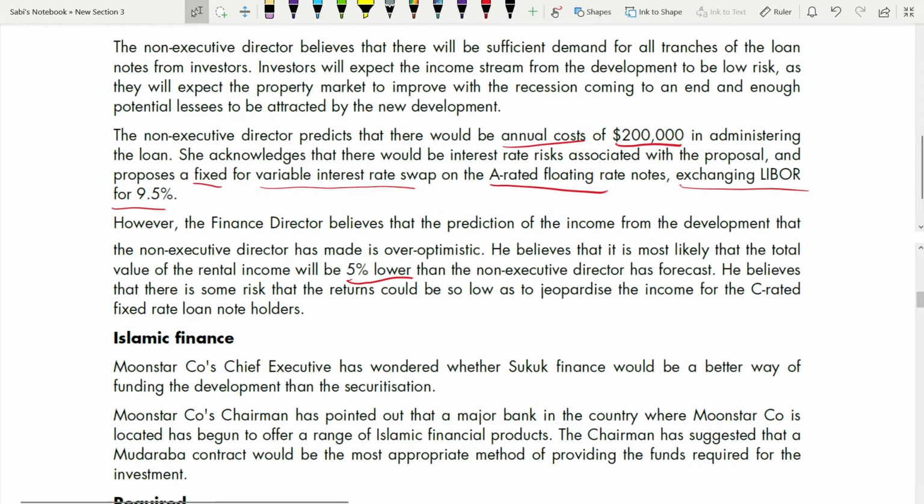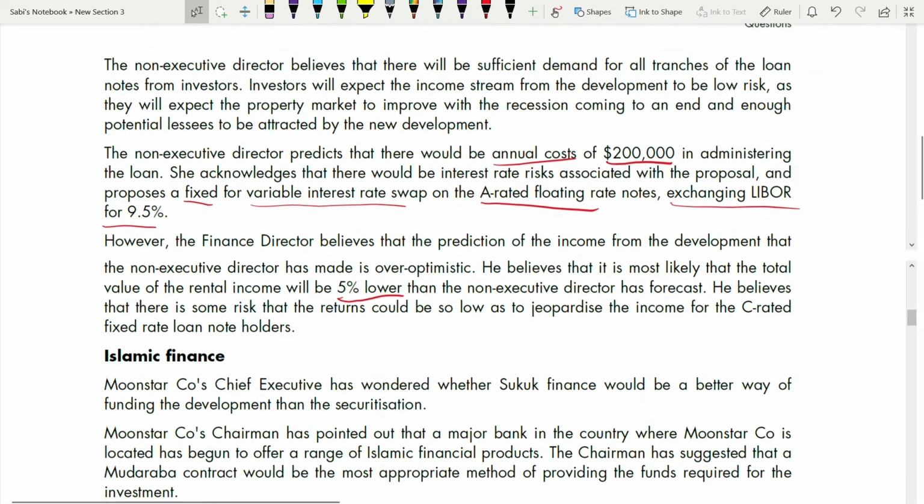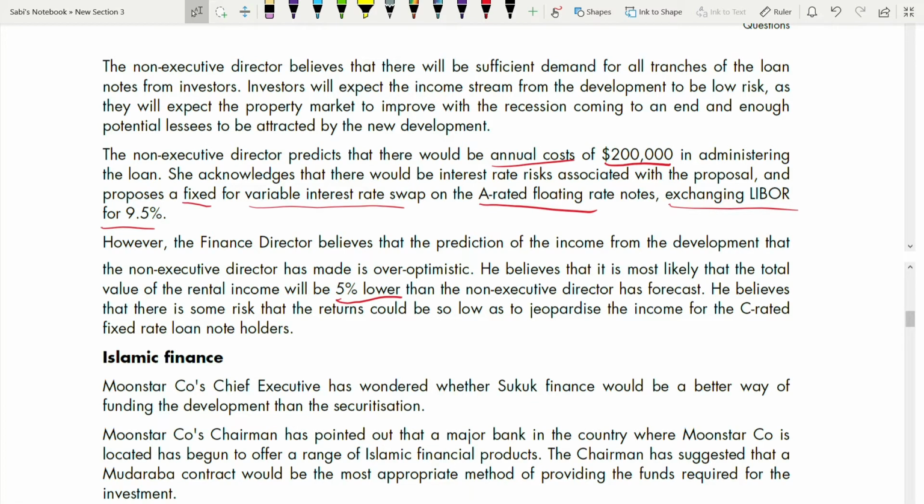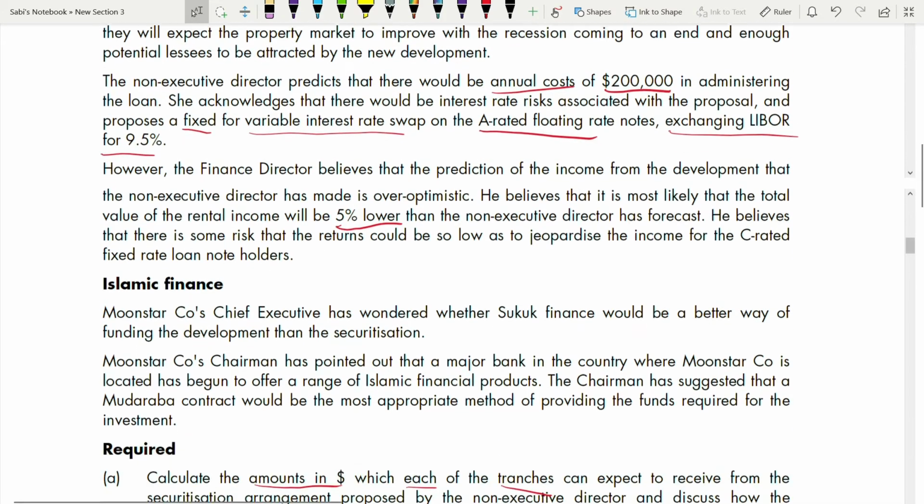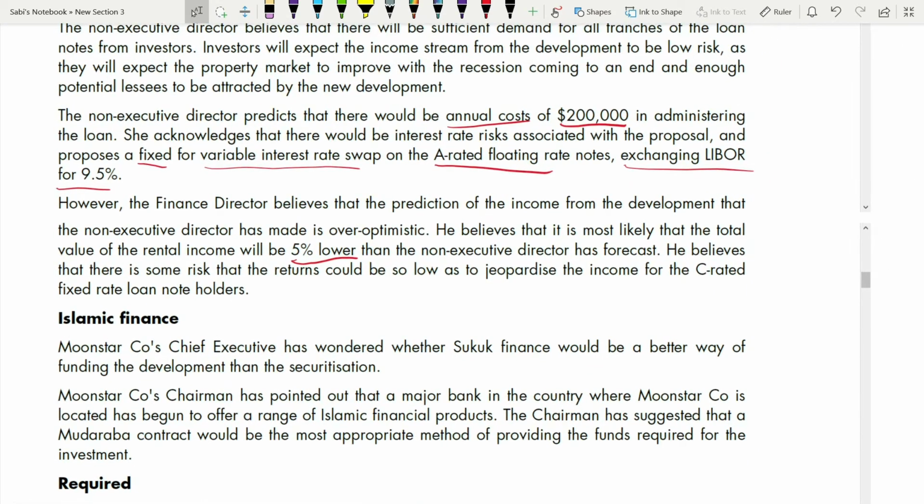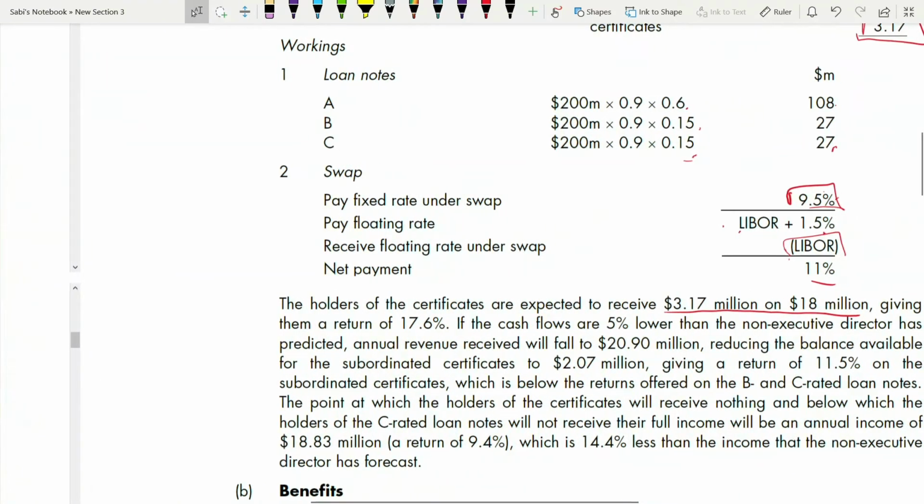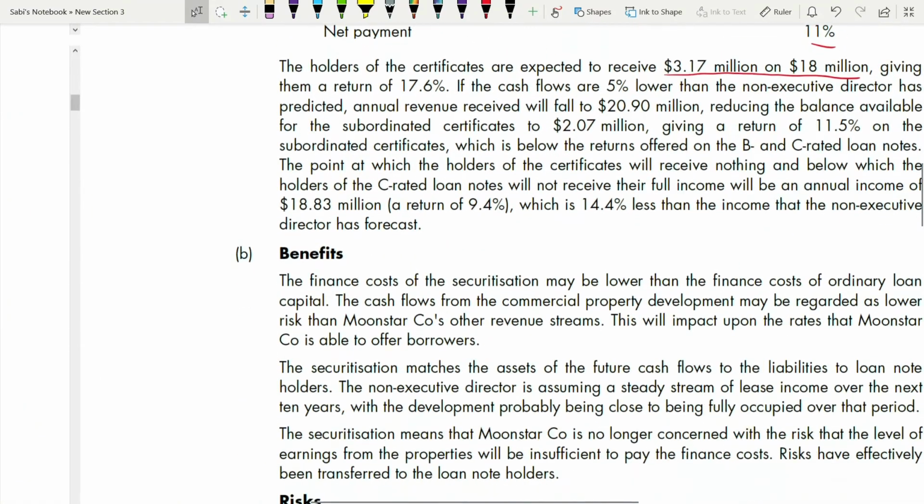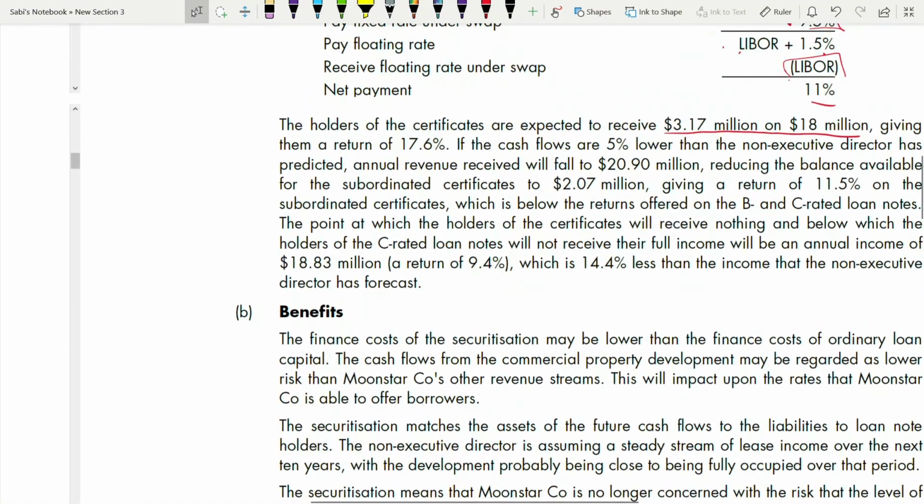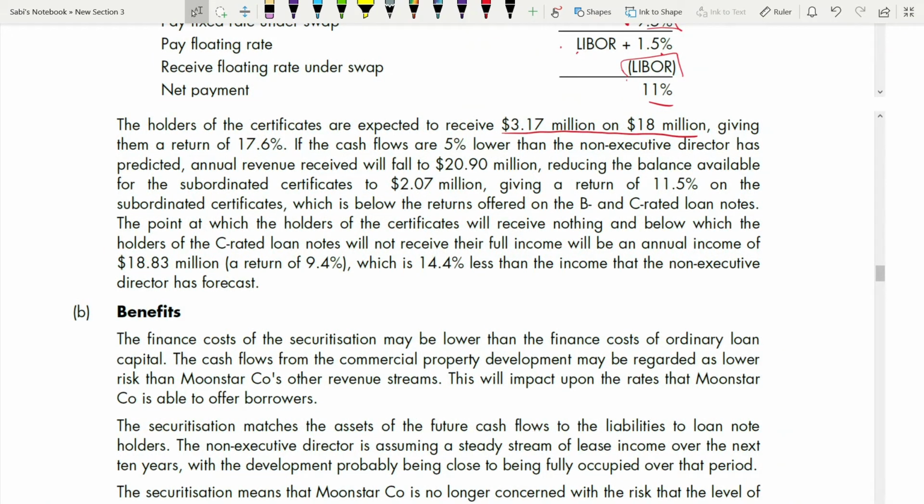So out of that amount, on that 3.17, if you take 3.17 over 18 million, it will have a return of 17.6%.